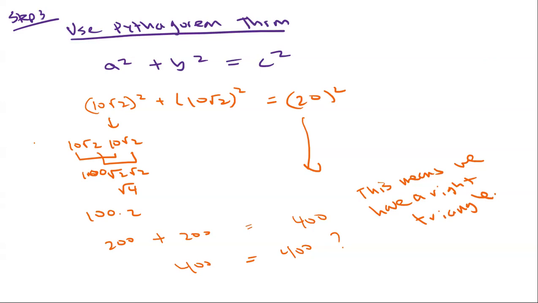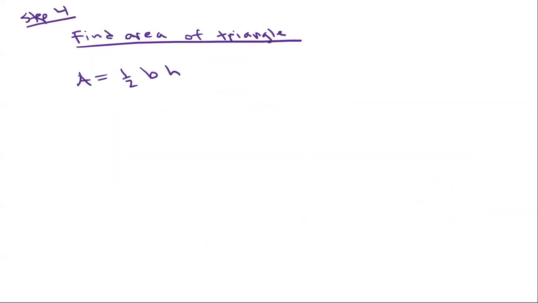For any reason, if these are not equal, then we say it's not a right triangle and we stop. We don't move on. But if they are equal, then that indicates that this triangle is a right triangle. So we have determined that it is a right triangle, and so our very last step is to figure out the area of the triangle.